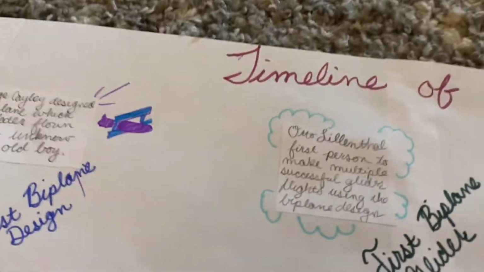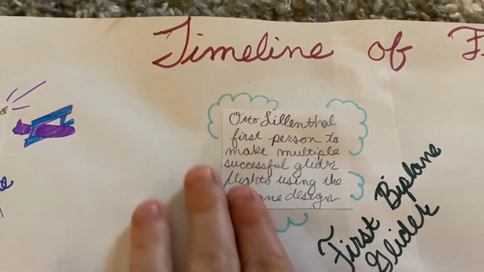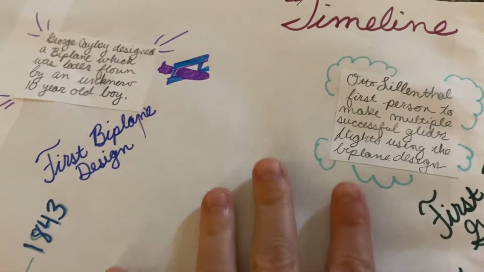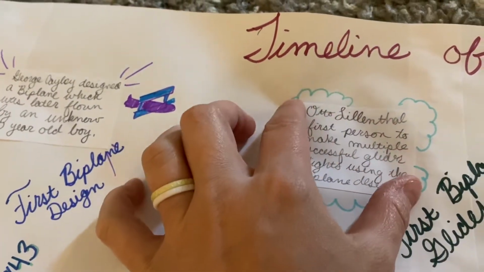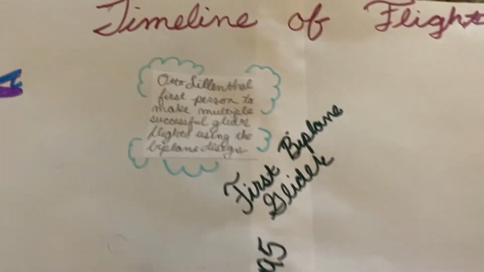I am writing my information on another sheet of paper and gluing it down. And then that way, if I make a mistake, I haven't written on the timeline itself. I always recommend that when you do your actual research, write it on little pieces of paper and cut it out nicely and then paste it on.